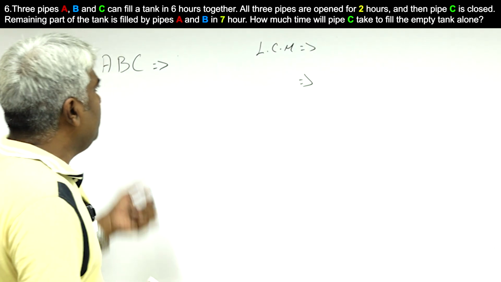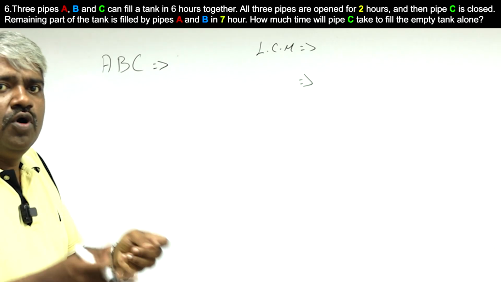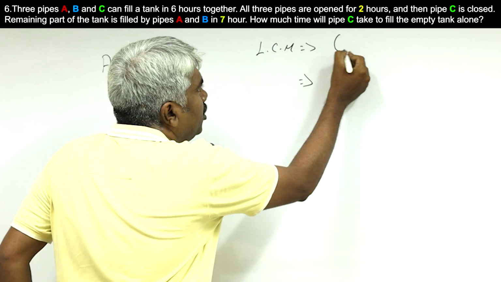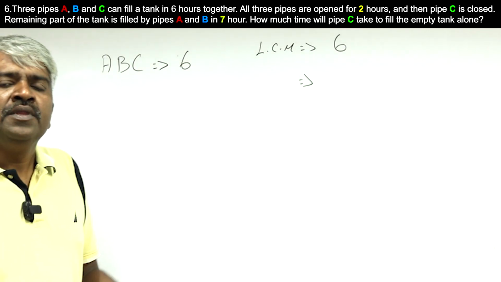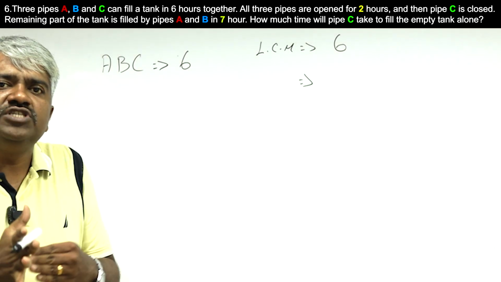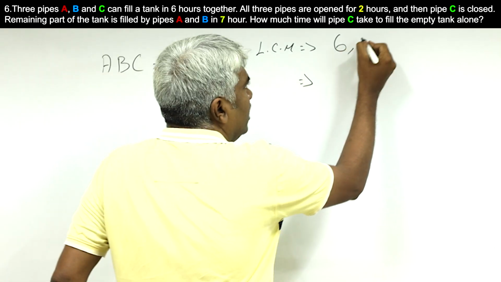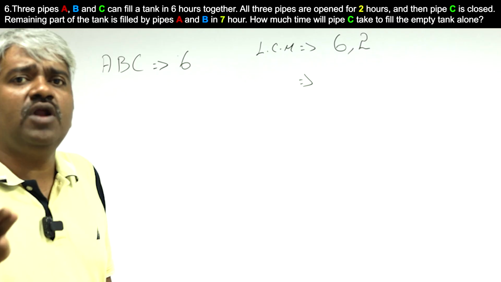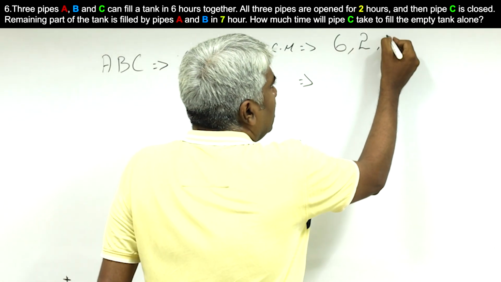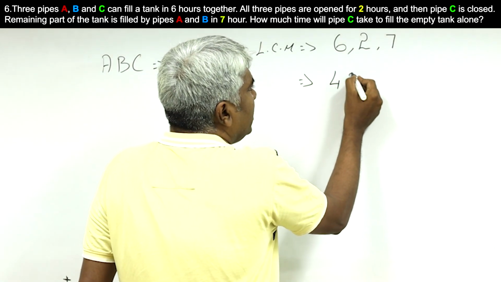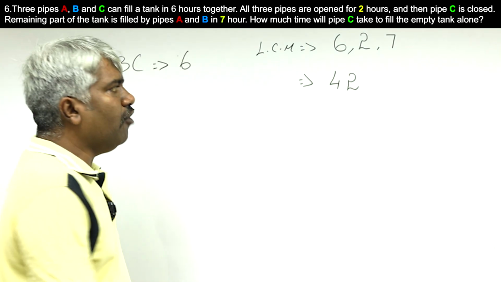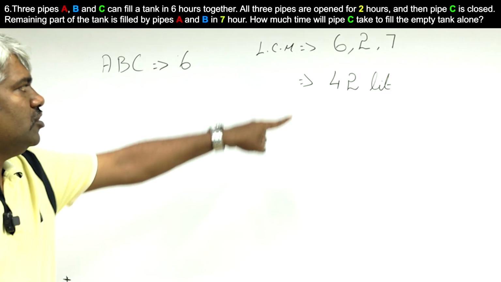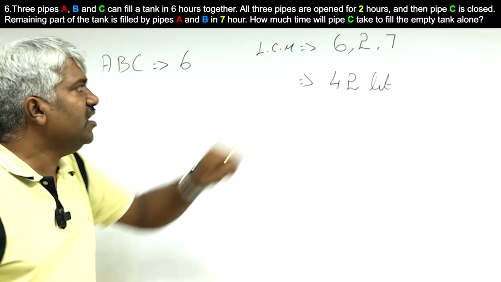Pipes A, B and C are going to fill the tank in 6 hours when all the pipes are open together. So, I am going to use this data for the LCM also. After 2 hours, we are closing pipe C. I'll take that 2 also. When pipe C is closed, it requires 7 more hours to completely fill the tank. I'll use this 7 also. In this case, my LCM will be 42. What is this 42? The capacity of the tank. So, 42 liters is the capacity of the tank.